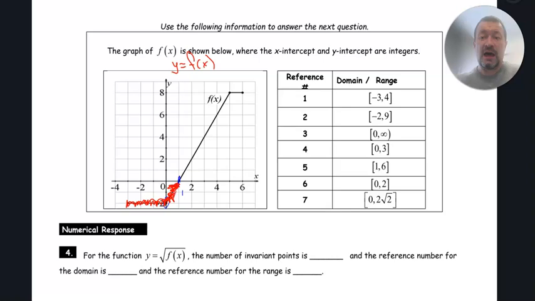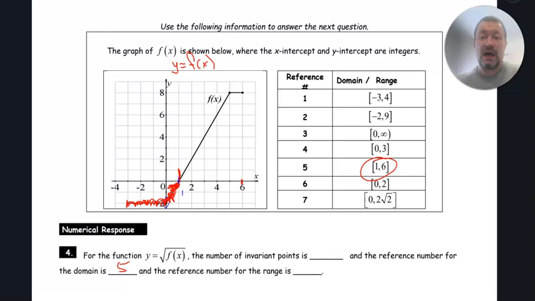So it basically disappears, which means I'm going to be left with values between x equals 1 and x equals 6. That is going to be my corresponding domain. So that will be the domain right here. So the reference number for that is going to be 5.